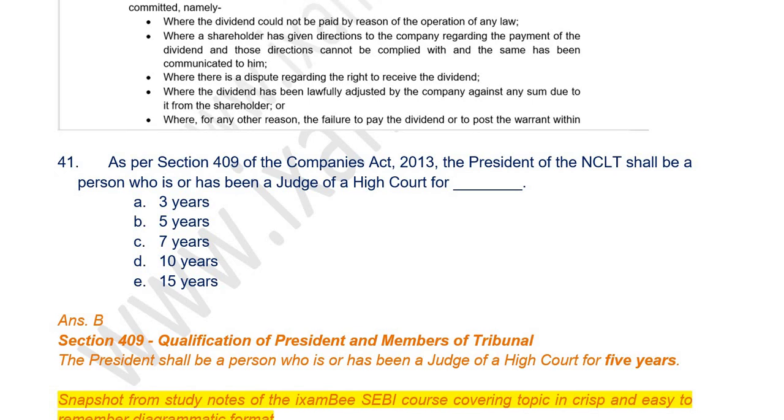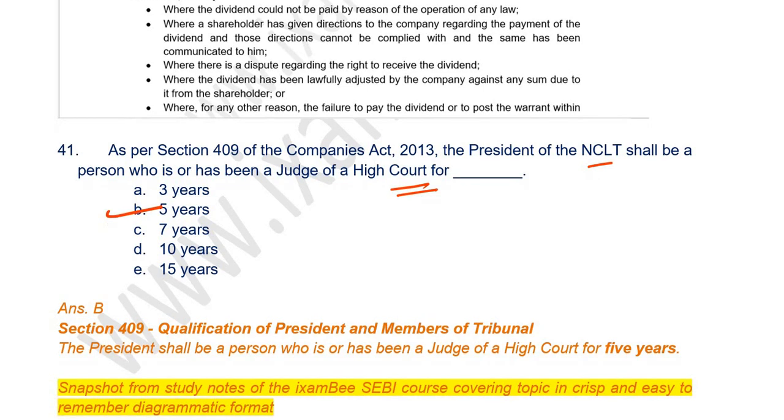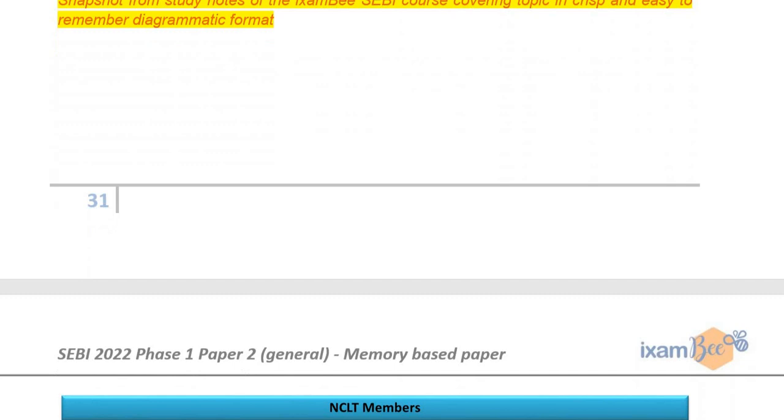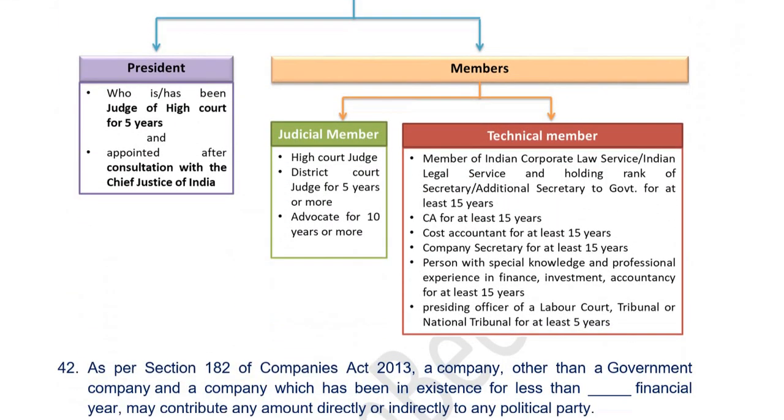The next question in Companies Act related to NCLT president. Who is eligible to become a president for NCLT? He should have an experience as a judge for the High Court for at least how many years? The correct answer is 5 years. Something very well covered in our notes, and also a same question we had asked.